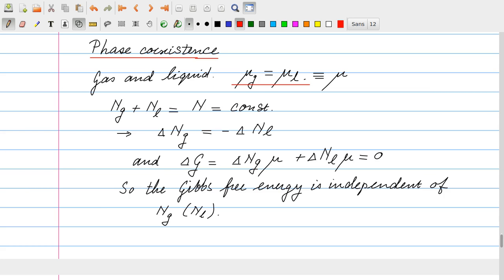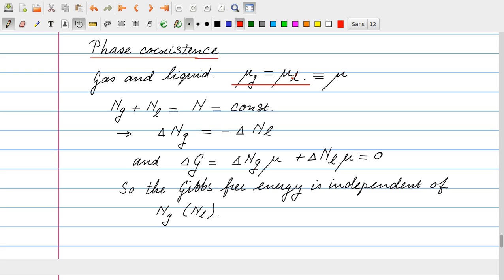A strongly related problem is that of phase coexistence. In the case of chemical equilibrium we have different chemical species that are in equilibrium with each other. In the case of a phase transition that takes place and we are at equilibrium, we often have two phases that are in equilibrium, like gas and liquid. So we take gas and liquid as a particular example, and if they are in equilibrium, we know that their chemical potentials should be equal.